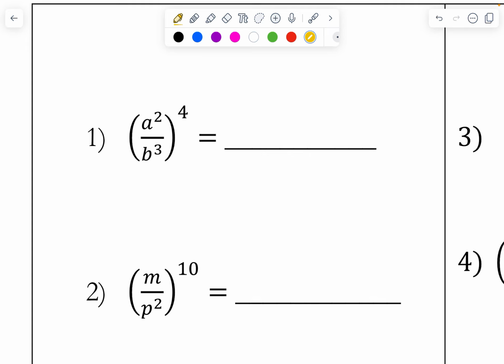Again, everything has an exponent, so I'm just going to go ahead and start distributing my exponent into the exponents of my variables in my fraction. So a to the power of 2 times 4 is a to the 8th. And then b to the power of 3 times 4 is b to the 12th. Done.